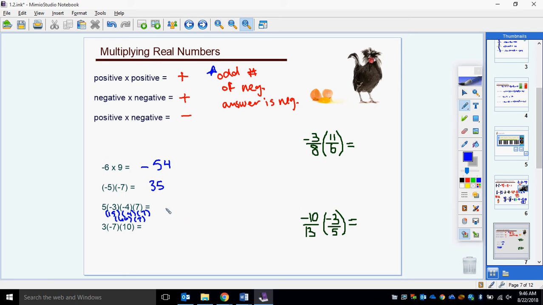$420. And the bottom one, I have 1 negative. 1 is an odd number, so I know my answer is going to be negative. It doesn't matter what order I do this in. I can take 3 times 7 to get 21. 21 times 10 is going to give me 210. Make sure it's a negative.